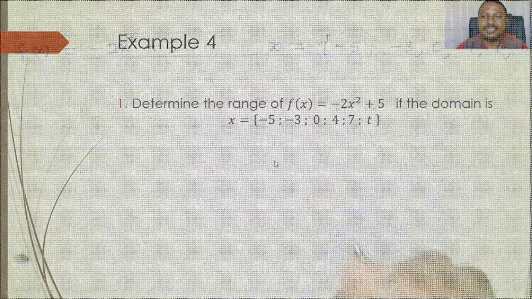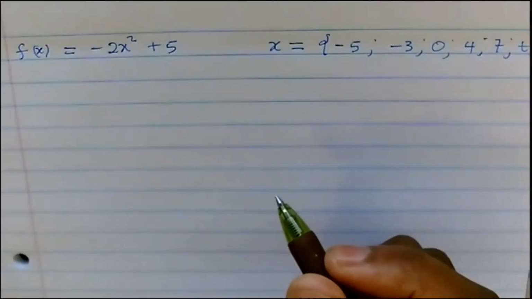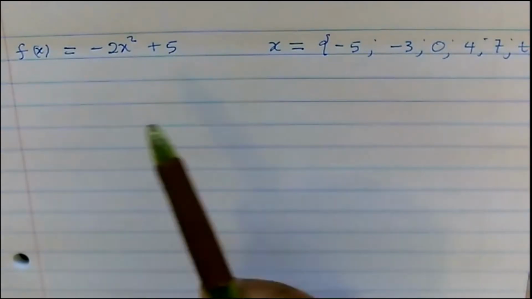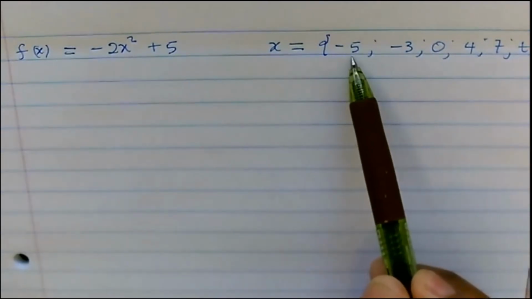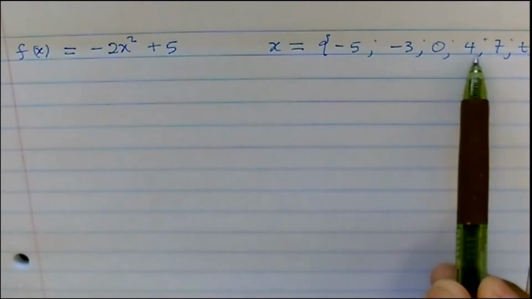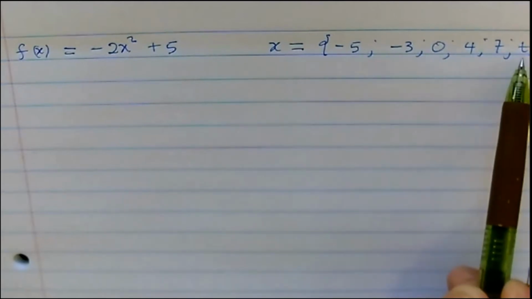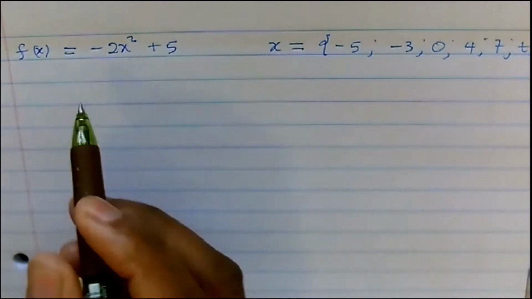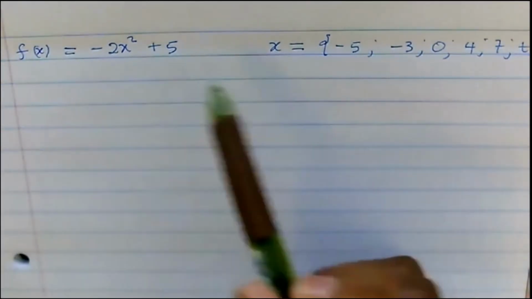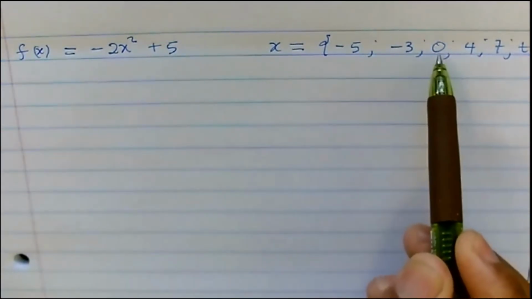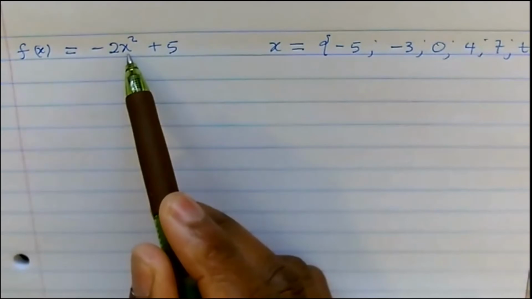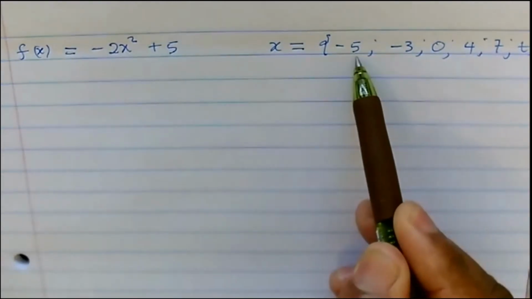Let's get started. We have to determine the elements of the range, given the elements of the domain of this function. Here is the list of all the elements of the domain. Then we have to find the elements of the range. We will do this by substituting each of these elements for x in our function. We start with -5.